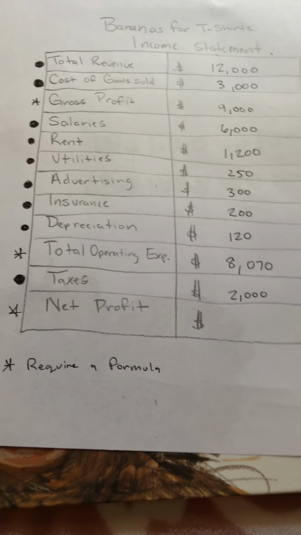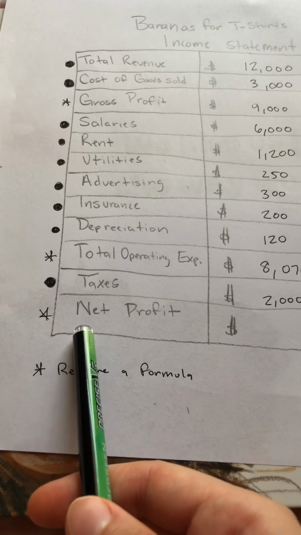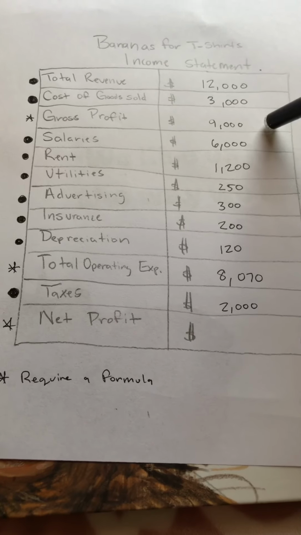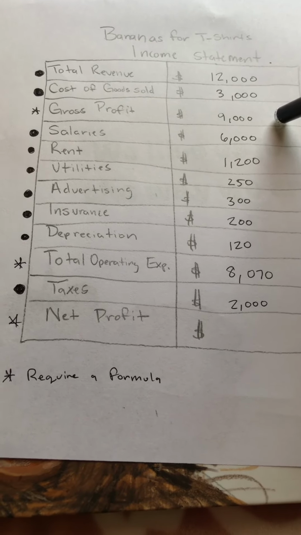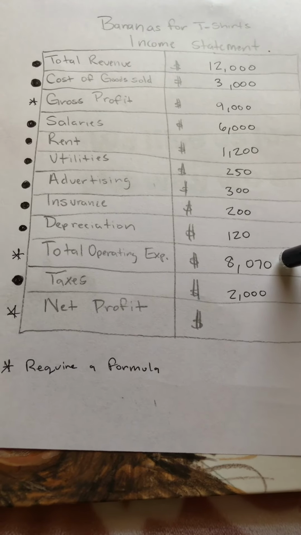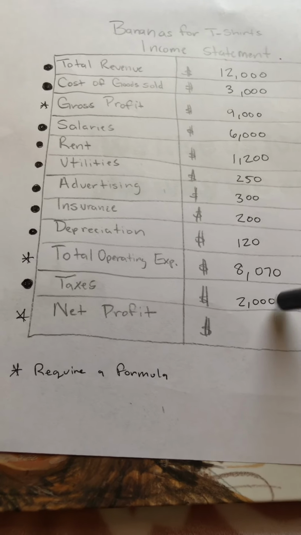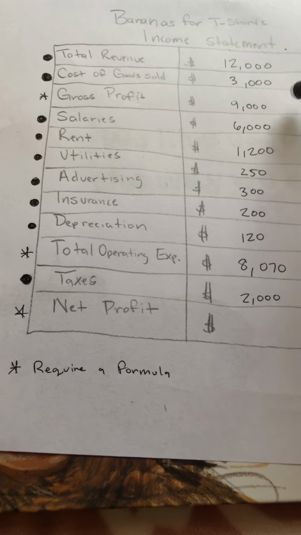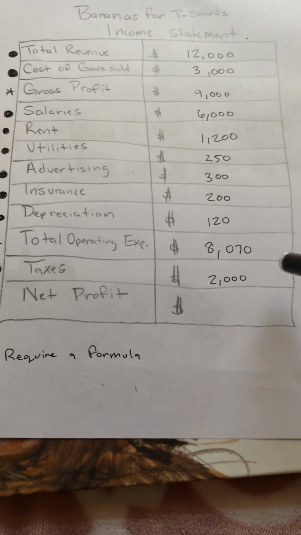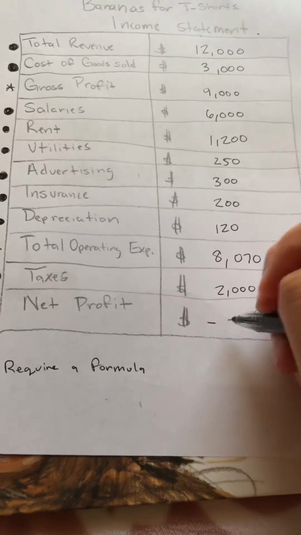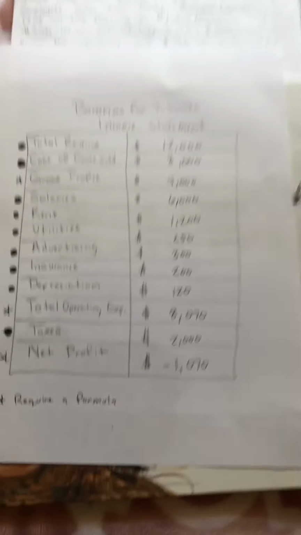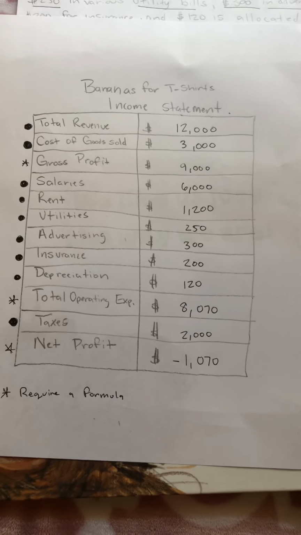And then net profit is one of the last ones that requires a formula. So to figure out net profit, we're going to take gross profit minus total operating expenses right here, minus taxes. So we're going to take 9,000 minus 8,070 minus 2,000, and that gives us negative 1,070. So your income statement should look like this when you are finished with it.